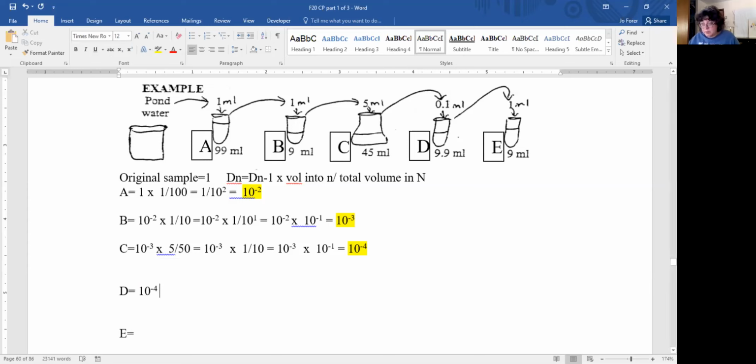So then we're going to multiply for container D. Let's see, what are we putting into container D? We're putting in less liquid. We're putting in only 1/10 of a milliliter, or 10 to the -1 milliliters. That's the same as 1/10. And our total volume in container D will be 9.9 milliliters plus 0.1. So that's just 10 to the first power. 10 milliliters is what we end up with in the bottom there.